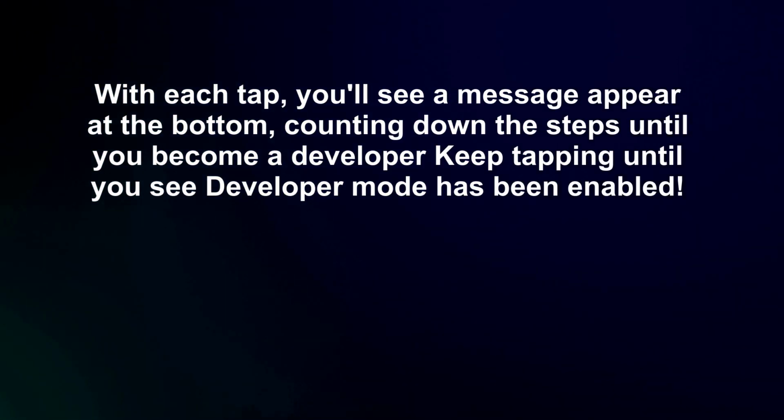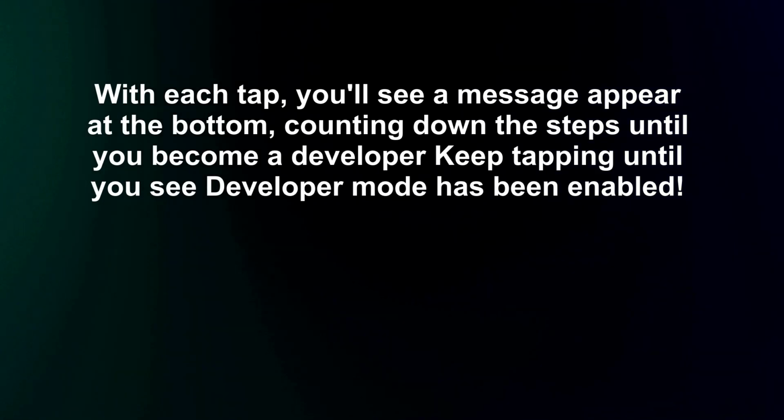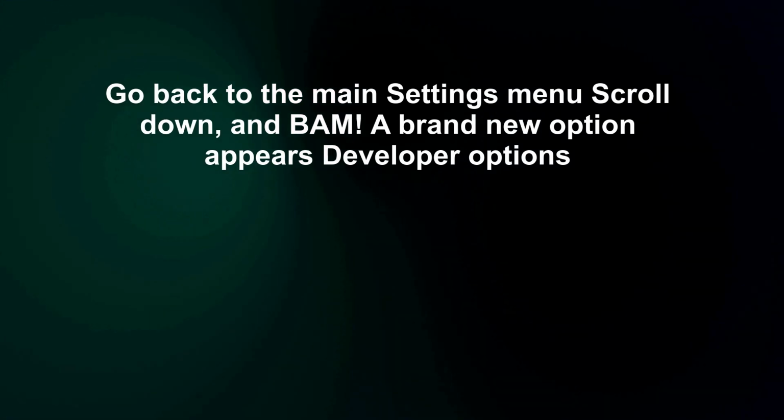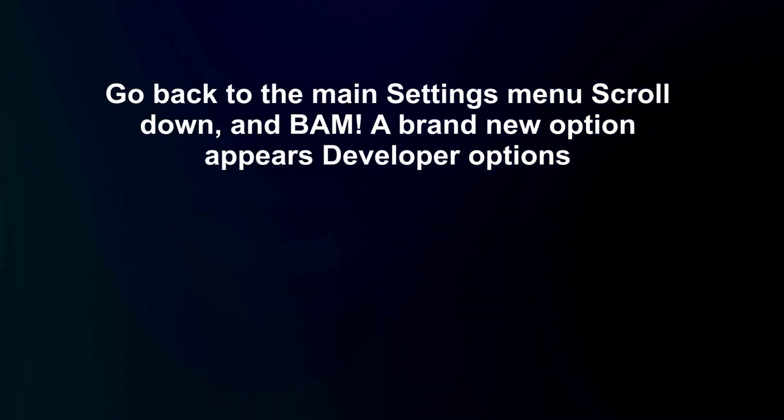With each tap, you'll see a message appear at the bottom, counting down the steps until you become a developer. Keep tapping until you see developer mode has been enabled. Go back to the main settings menu, scroll down, and bam! A brand new option appears: Developer Options.